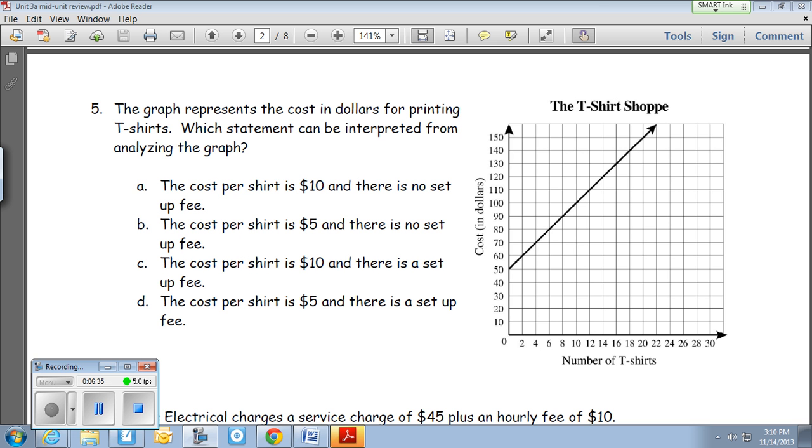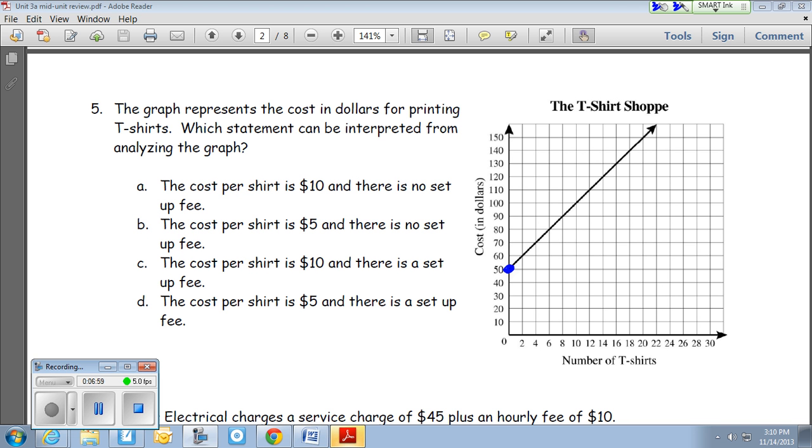Okay, number 5. The graph represents the cost in dollars for printing t-shirts. Which statement can be interpreted from analyzing the graph? So just looking at the graph, I know when there are not any t-shirts, there's a $50 cost involved. So I've got to wonder what that is. That must be some kind of setup fee or just a fee to even place an order.